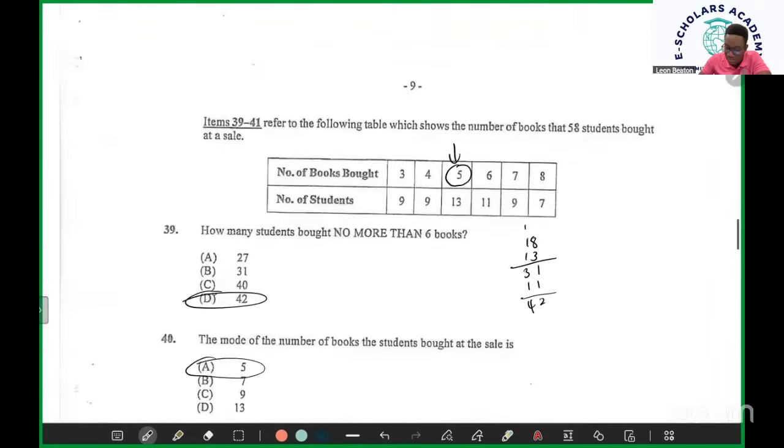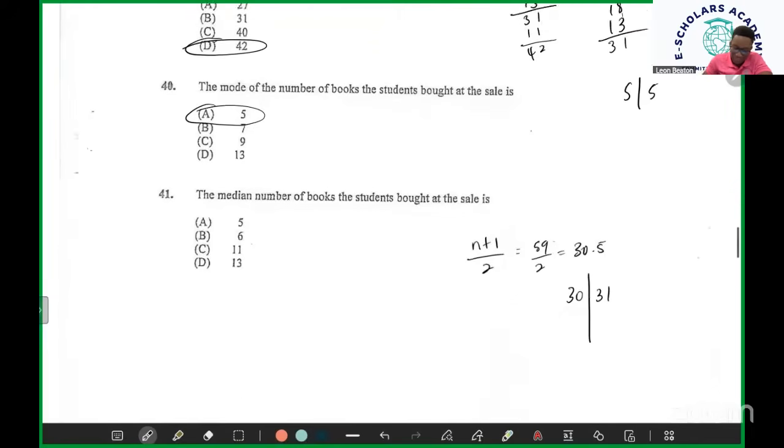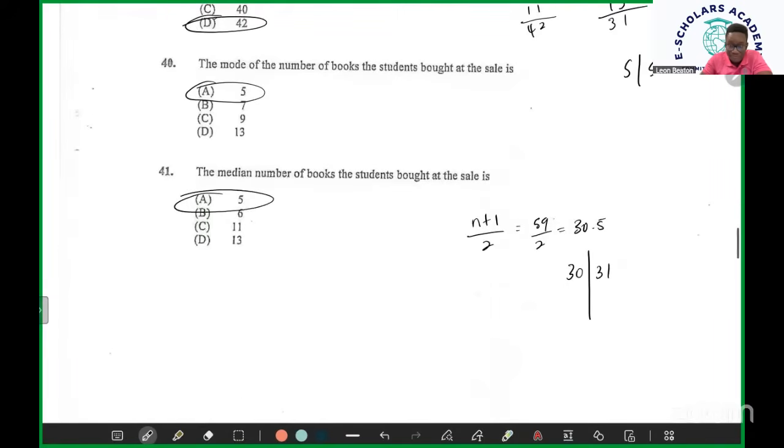30th and 31st, that's what we're looking for. So we start off with 9 and 9, which is 18. We haven't reached the 31st yet. 18 and 13 is 31, so this is the 31st. So the median is going to be 5, because it's 5 and 5. 5 plus 5 is 10. 10 divided by 2 is 5. So the median is 5.